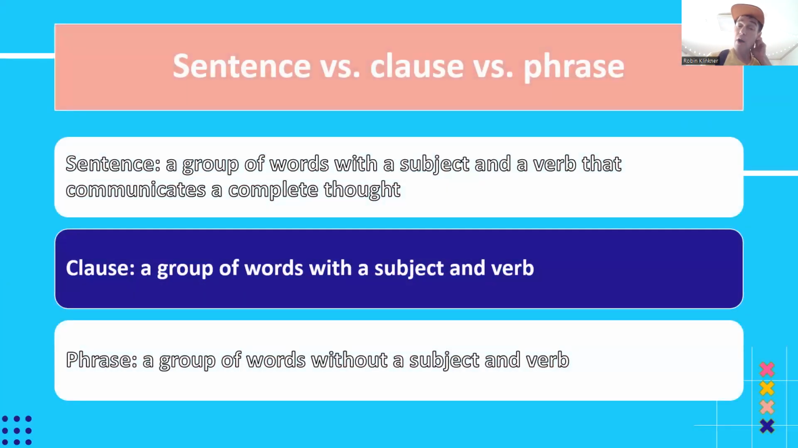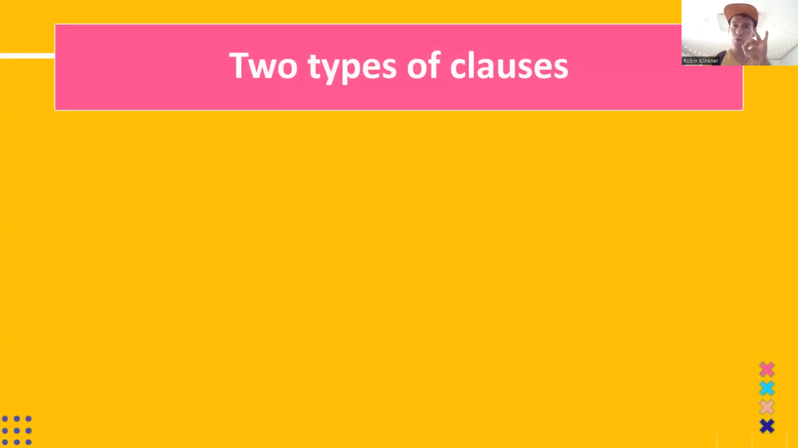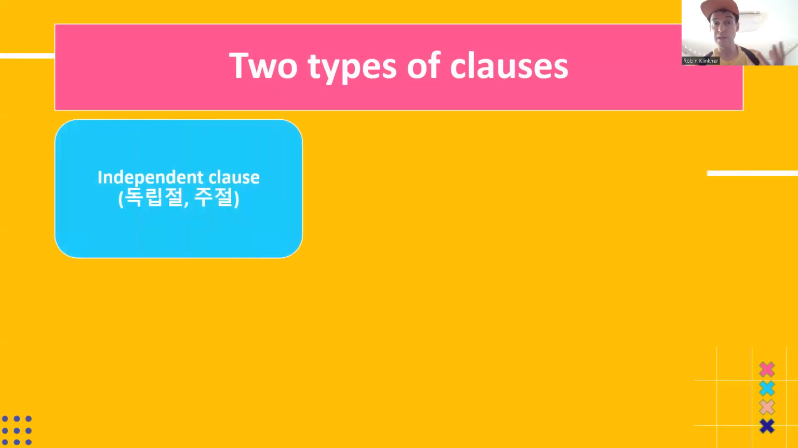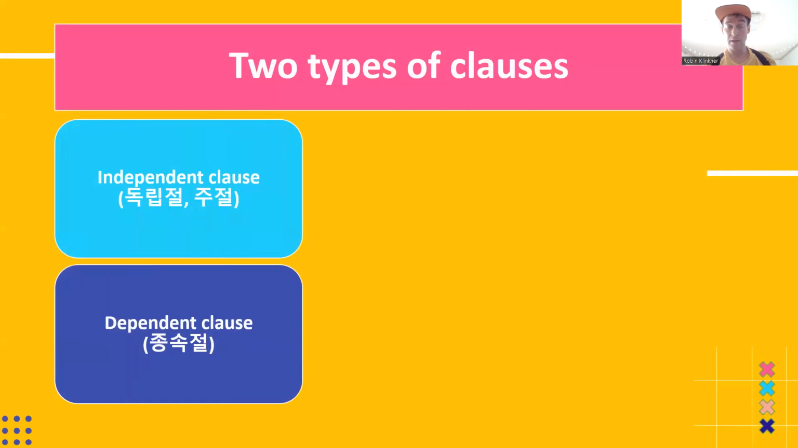Okay, now how about a clause? A clause is a group of words with a subject and a verb. And there are two types of clauses. Independent clause and dependent clause. What is the difference between an independent clause and a dependent clause?